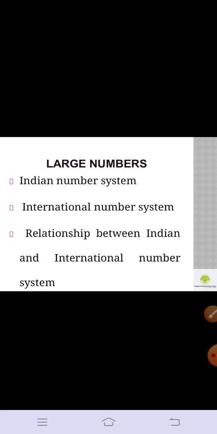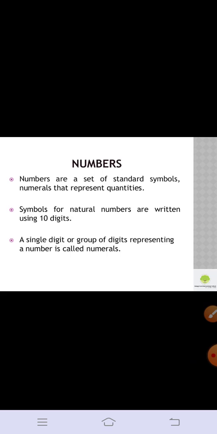Today, I am going to teach you large numbers. In this video, you will be able to know the Indian number system, the international number system, and the relationship between the Indian and international number systems. Students, we are learning numbers from first grade onwards.